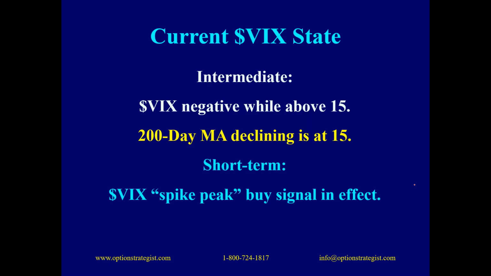On the short term, of course, we have the spike peak buy signal, which is, as long as it's not stopped out, and by the way, this current signal would be stopped out if VIX closes above 19.02 on any particular day. And then we have a system built around this. If you're a subscriber to our newsletters, we explain the systems that are not secret things. But that's our stop for this buy signal.